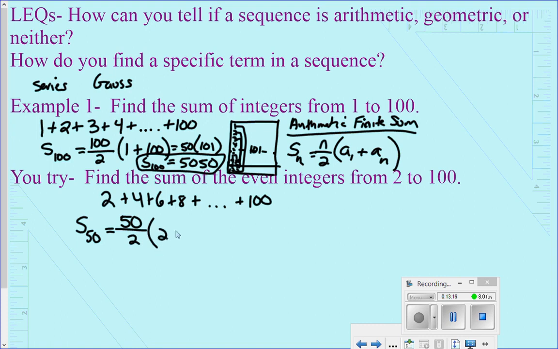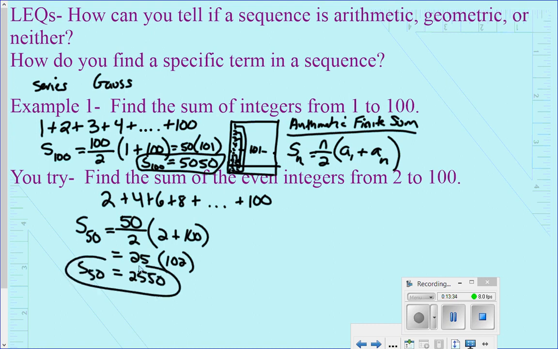the first term 2 plus the last term 100. So 50 divided by 2 is 25 times 102. And when I do that, I'm getting 2550. So S sub 50 is 2550. Okay, that's how we deal with finite arithmetic series.